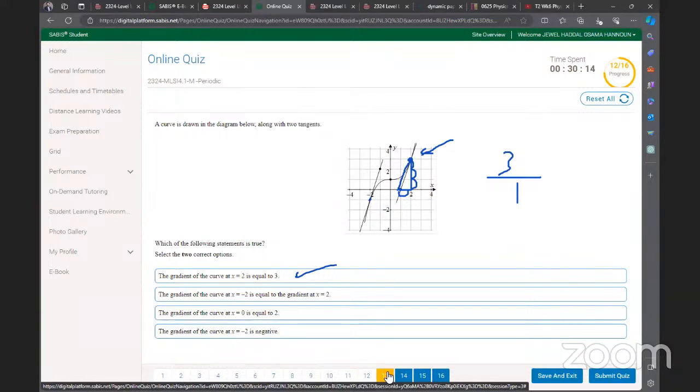Okay, let's make sure of this gradient. Okay, our right angle triangle, rise over run, 1, 2, 3, over 1. Yes, it's exactly 3 also. Okay, there is no need to read the rest.